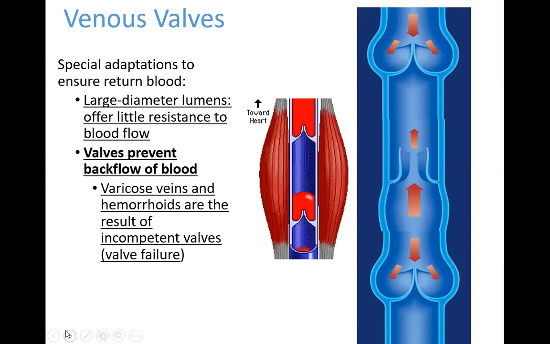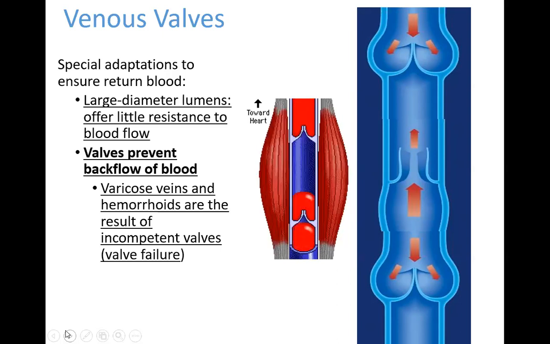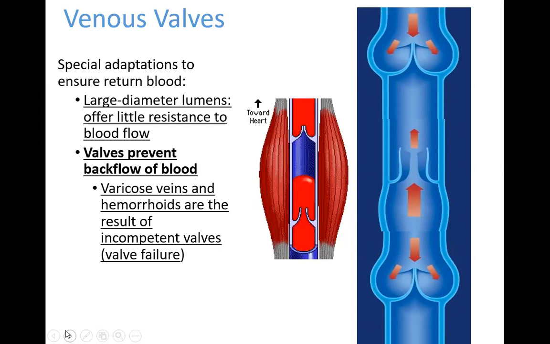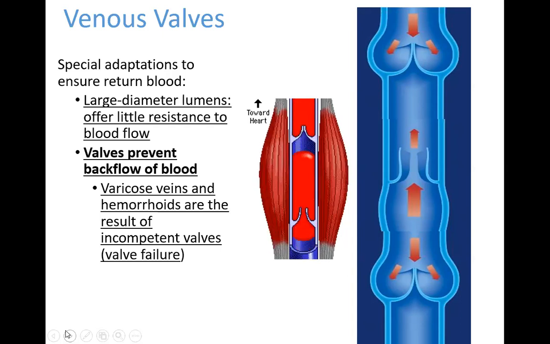So varicose veins are caused by these valves failing. The same thing occurs with hemorrhoids. Hemorrhoids are veins around the rectum where, whether through straining to empty, the veins enlarge and the valves fail, or someone sits all day. They're in a job where they have to sit all day long.